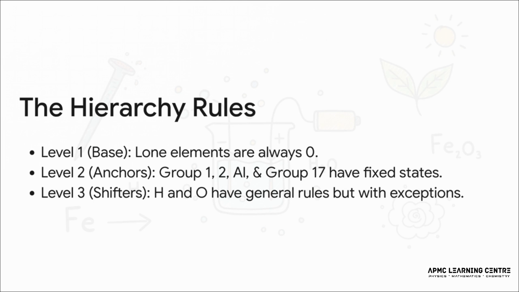And finally, level 3, the shifters, hydrogen and oxygen. They have their general rules, but you gotta watch out for exceptions. Like oxygen in peroxide, it's a -1 instead of its usual -2. And that is a classic test question, by the way, because it totally checks if you're using the hierarchy right.